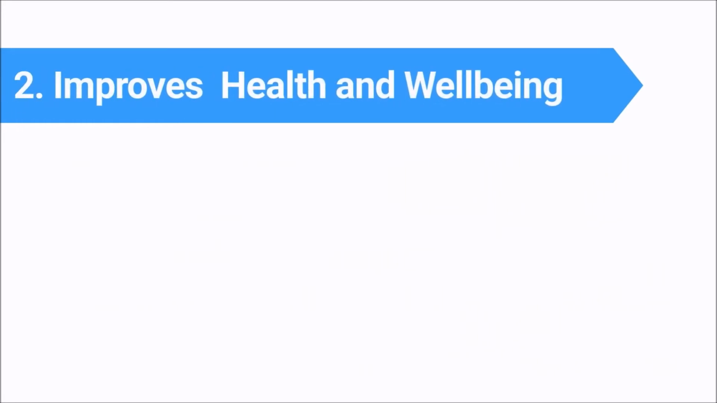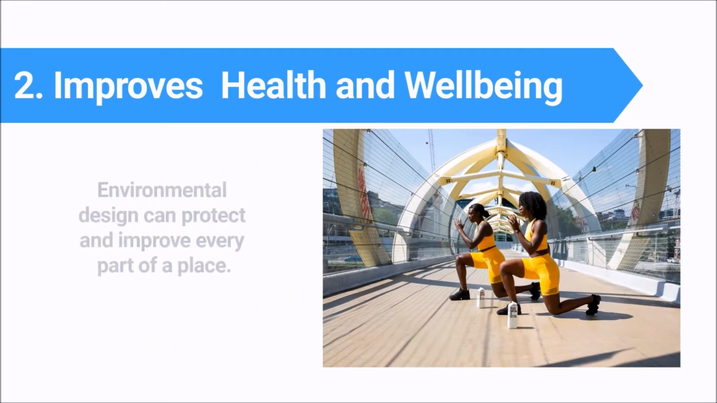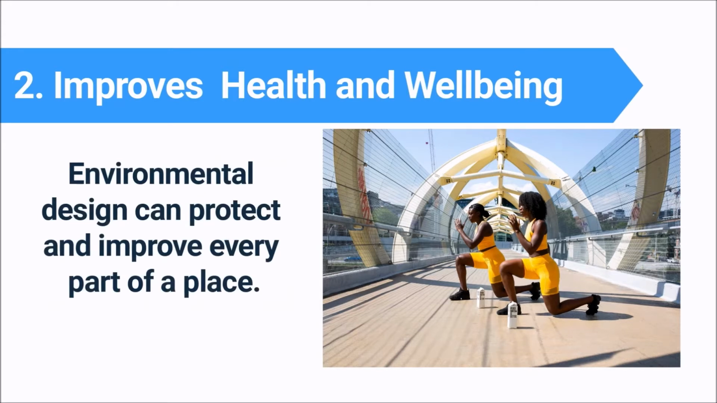2. Improves the health and overall well-being of people. Environmental design aims to provide a healthy and productive environment. Environmental design can protect and improve every part of a place. This is good for both humans and animals. Environmental consequences can be reduced so that both biotic and abiotic components can live together peacefully.